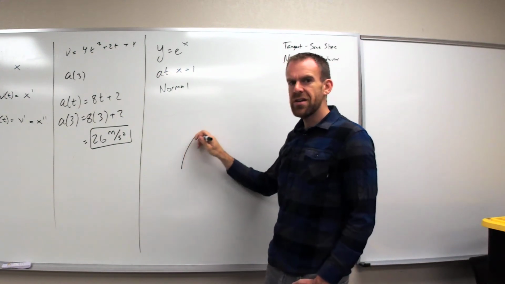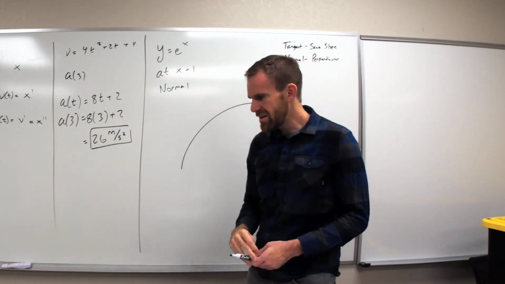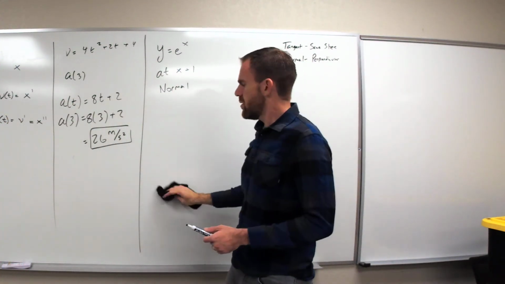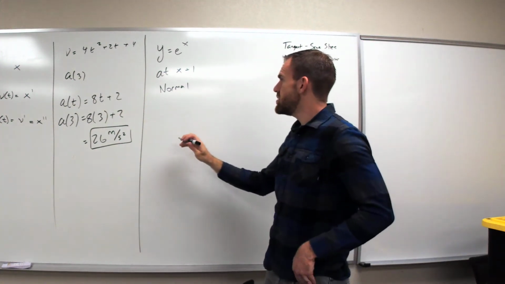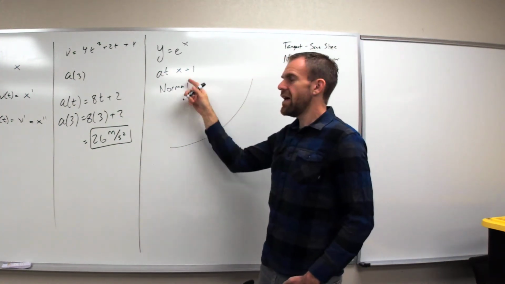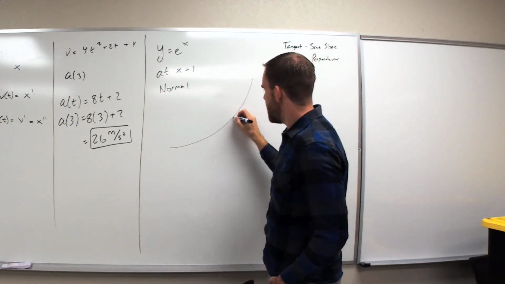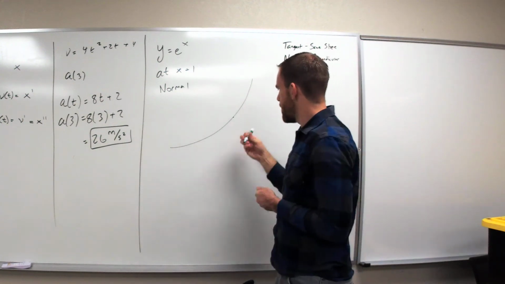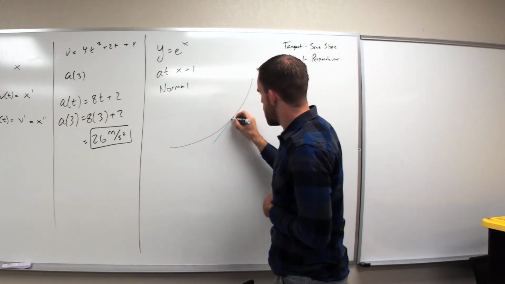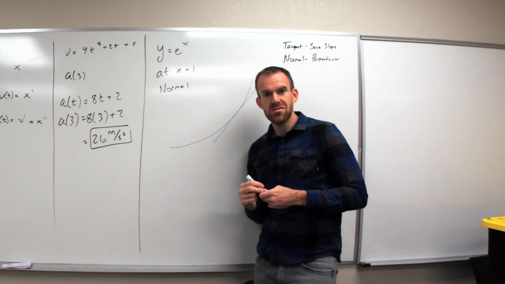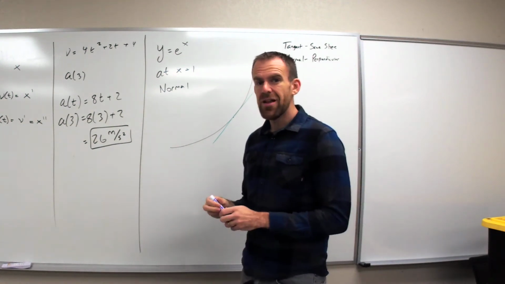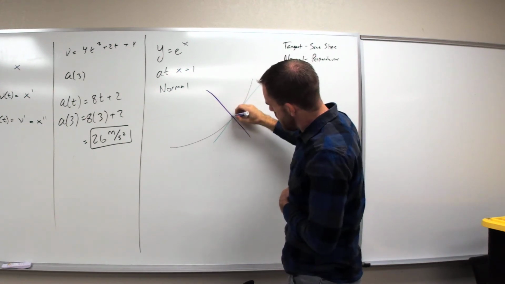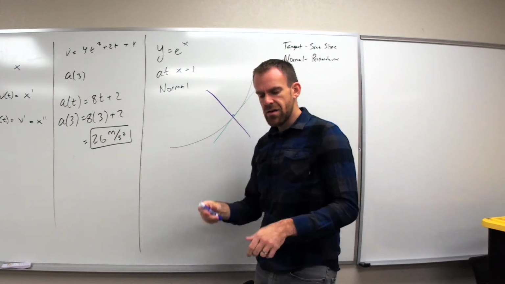So if I have some curve here, actually e to the x looks nothing like that. Goodbye, fake e to the x curve. So if I have e to the x here, and I look at x equals 1, this would be the tangent line. I'll draw it in green. And up to this point, that's what we've been finding already. But now they want the normal line, which is the perpendicular line that goes through that point. So how do we find it?